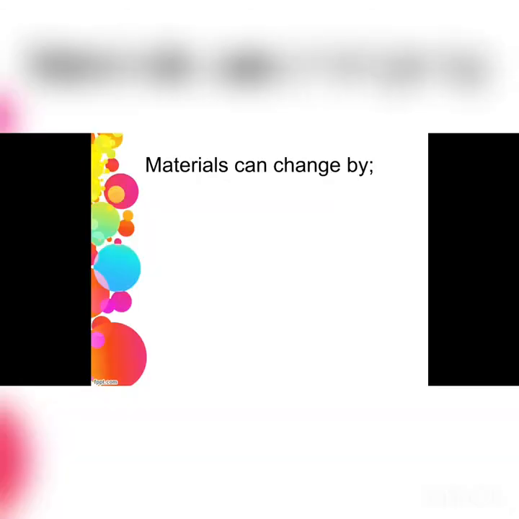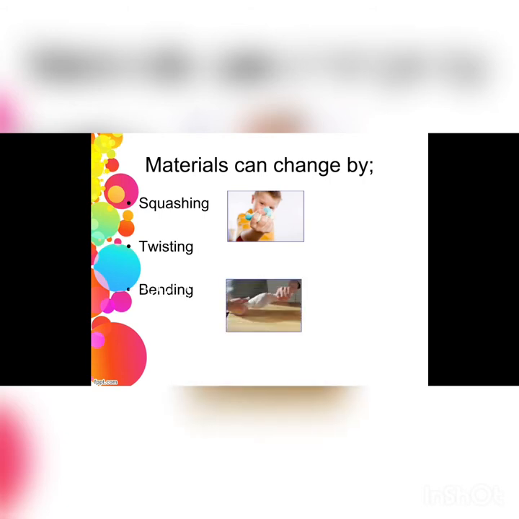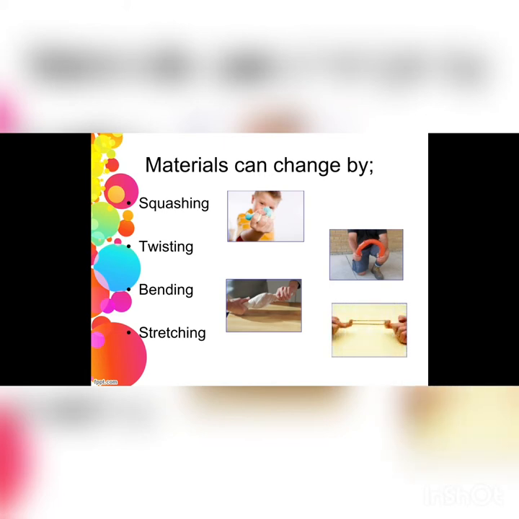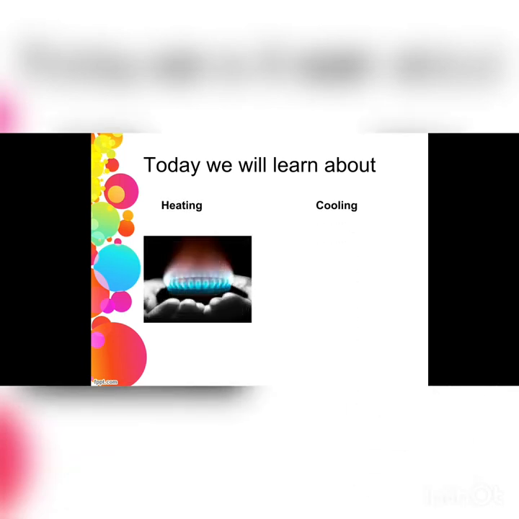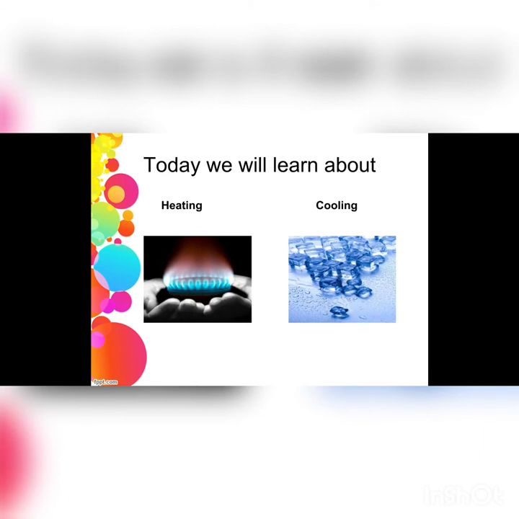So far, we have learned in this unit that materials can change by squashing. You can squash the materials to change their shape. You can twist the material, twisting, bending, and stretching. We have learned about these forces so far. Today we will learn about two new terms, two new forces, that are heating and cooling. We will learn about how materials can change by heating and cooling.